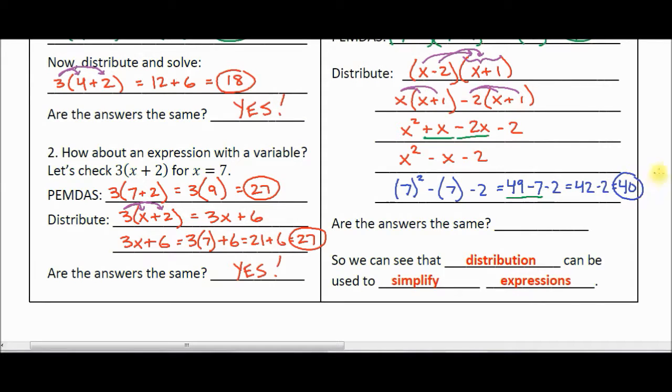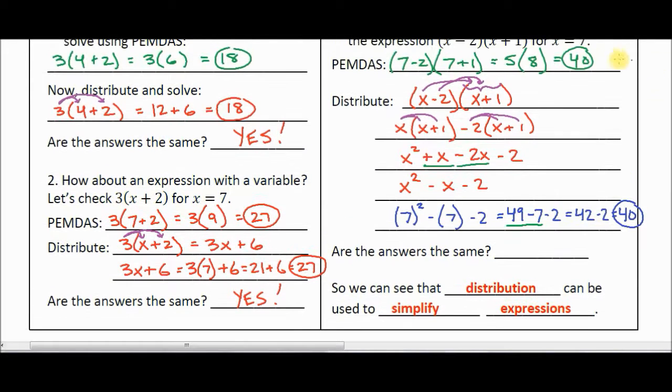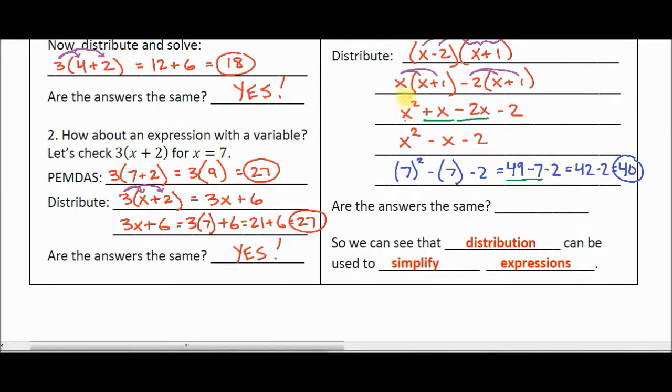There was our final answer. Take a look at the previous answer. PEMDAS gave us 40. The distributive property gave us 40. Are these answers the same? And again, we can answer absolutely yes.